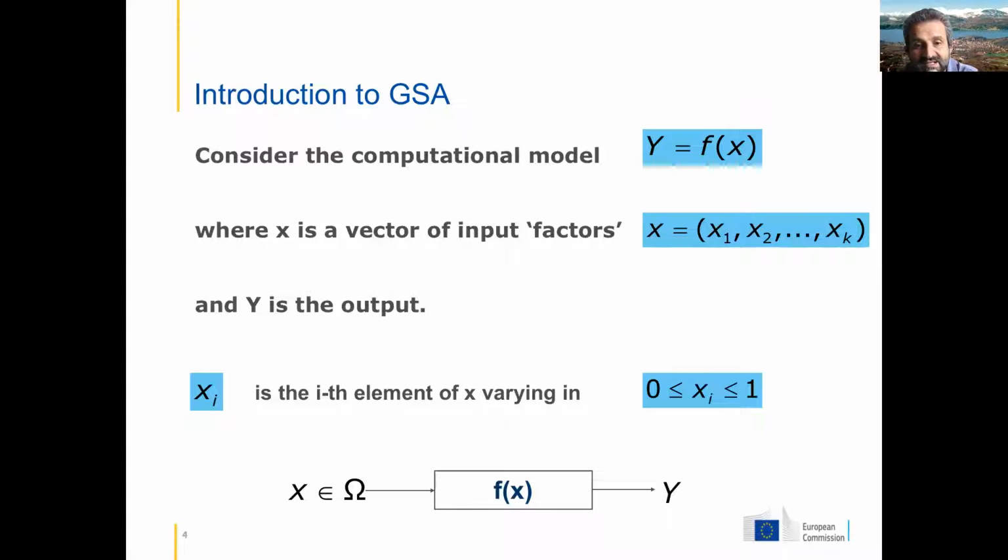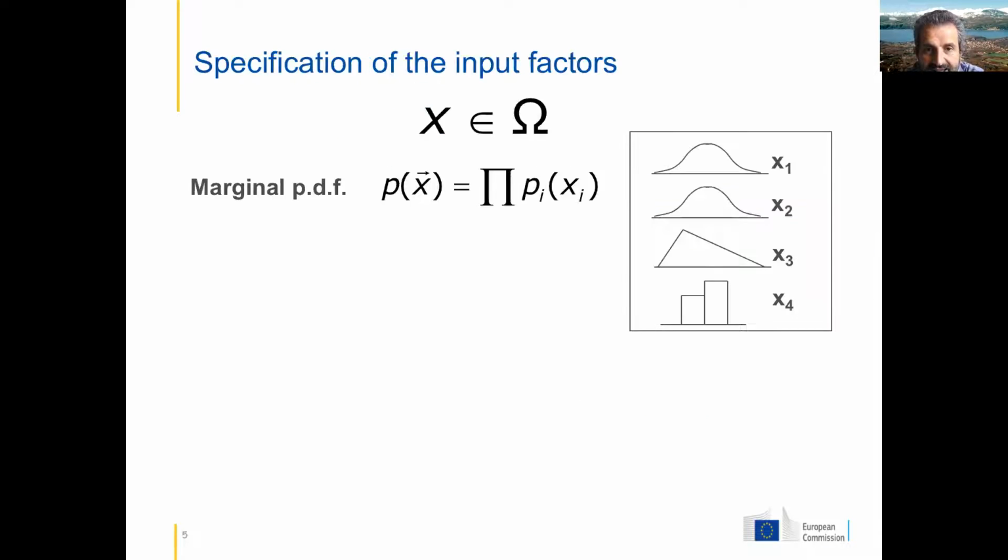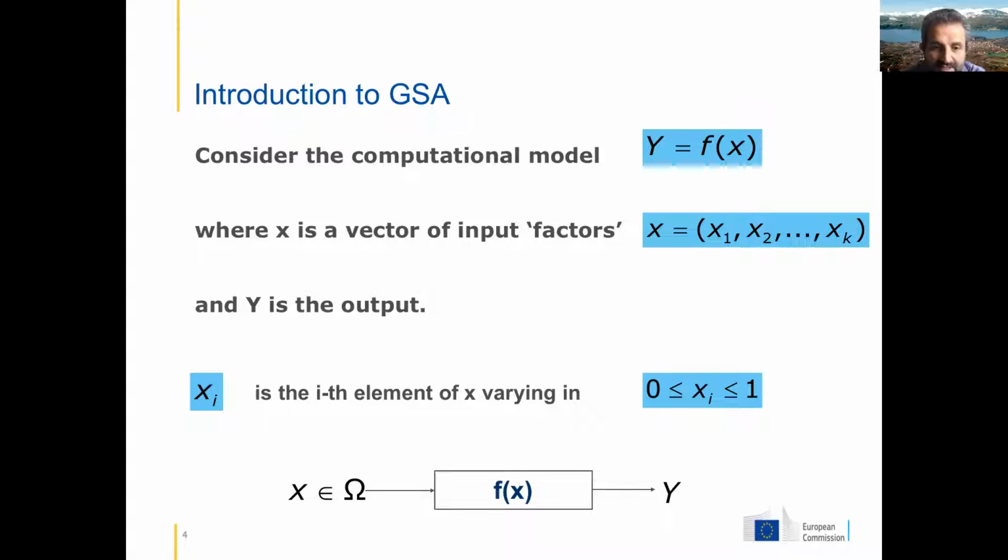What is global sensitivity analysis? In global sensitivity analysis, we consider a general computational model where X are the factors, typically the model parameters. Without loss of generality, we can imagine that those factors are in [0, 1], but of course they can be any kind of prior distribution. There is a space of uncertainty in the parameters. These are propagated through the model, and then you get your output.